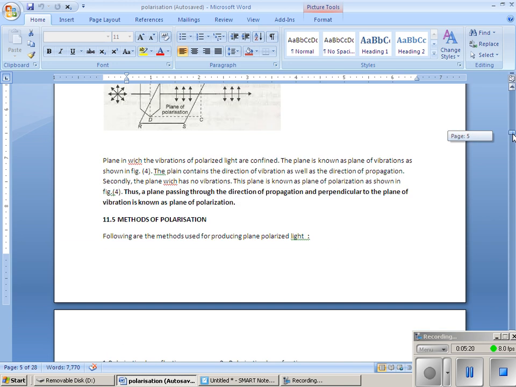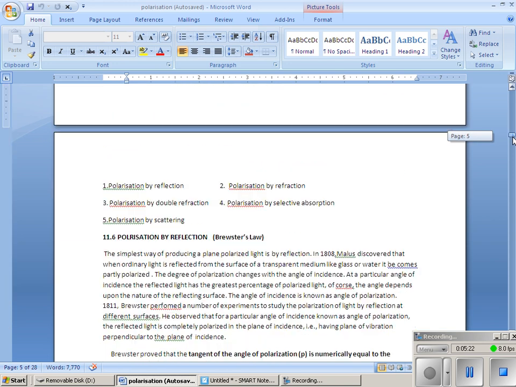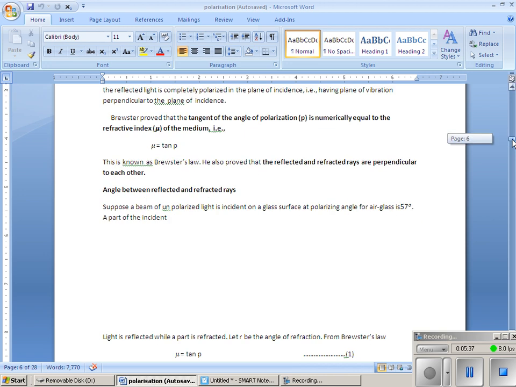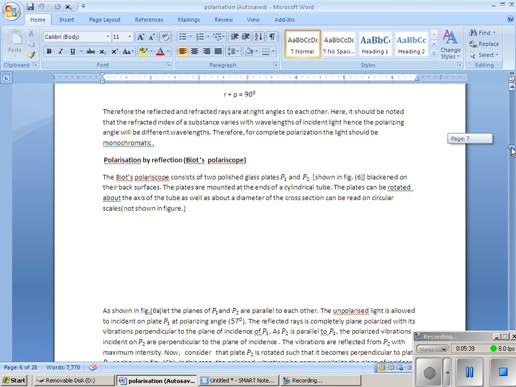The next topic is how we can produce polarization by different methods. Polarization can be produced by five methods: by reflection, by refraction, by double refraction, by selective absorption, and by scattering. The first method is by reflection.